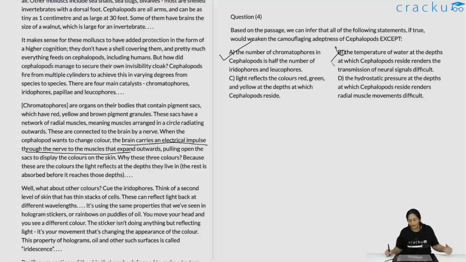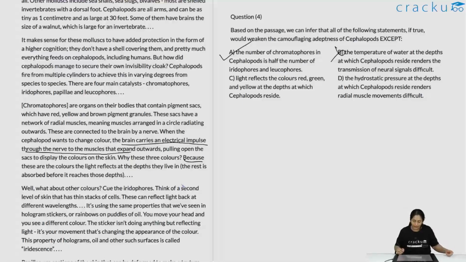Light reflects the colors red, green and yellow at the depths at which cephalopods reside, but they have sacs of red, yellow and brown. They don't have green pigment, and it has been given that these are the three colors reflected at the depths that they live.